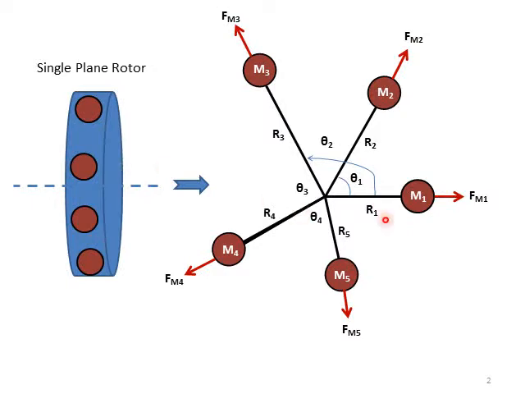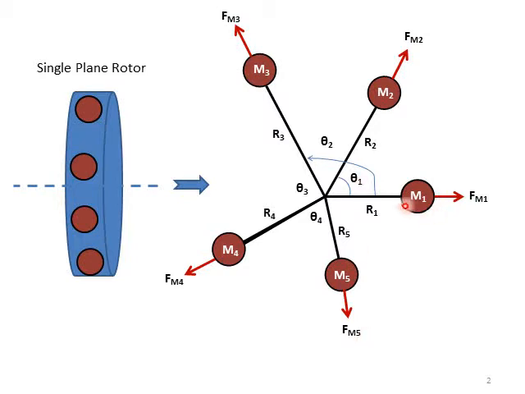Please note that the forces produced by each of the masses will be different. For example, the force produced by unbalanced mass m1 is Fm1. Similarly, the unbalanced force produced by mass 2 is Fm2. The unbalanced centrifugal force produced by mass 3 is Fm3, then Fm4 and Fm5.